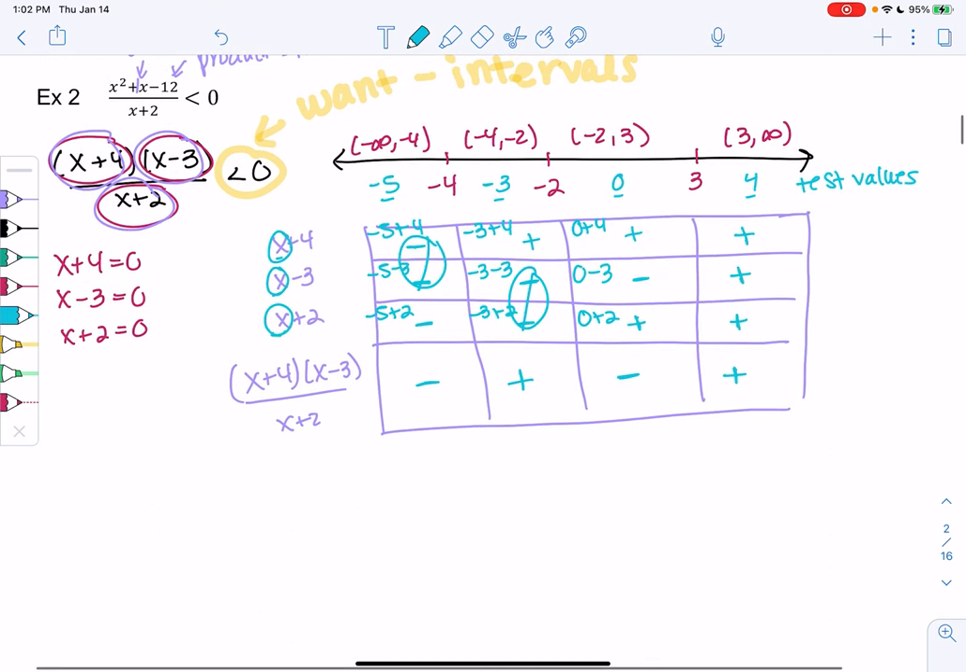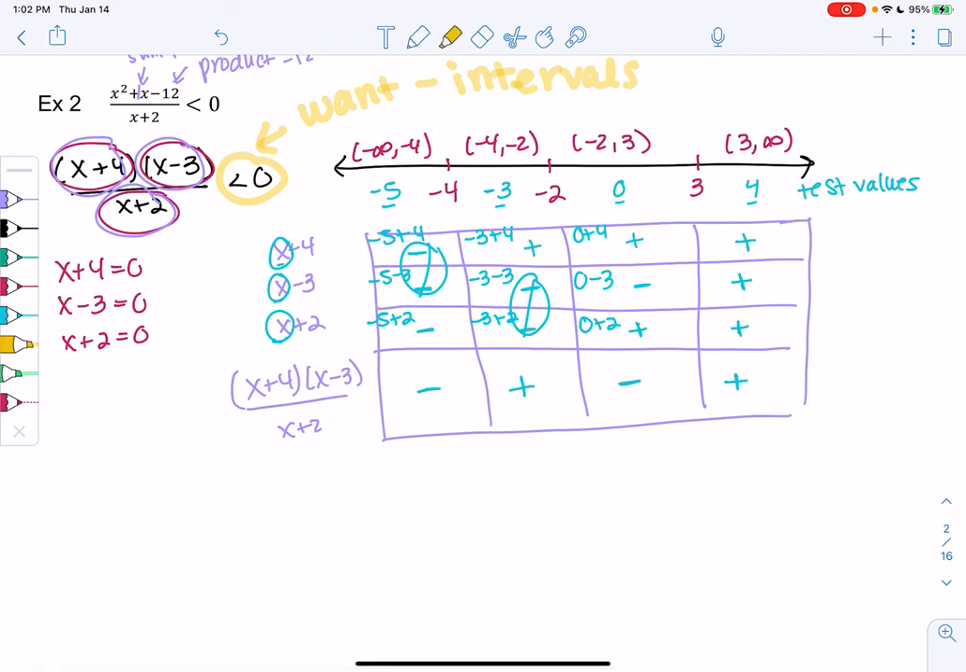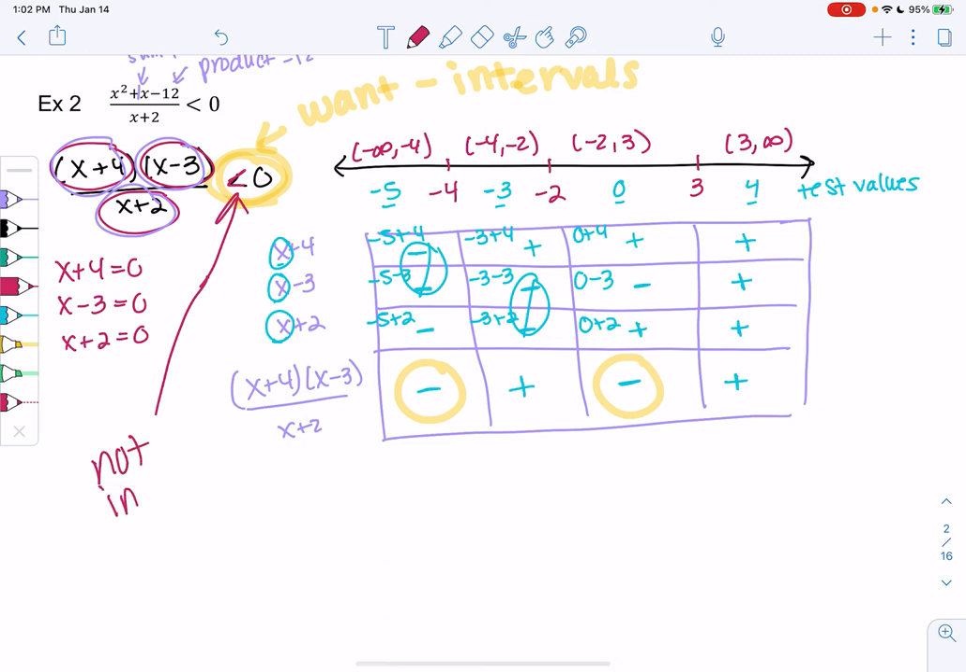And so let's go ahead and decide what intervals we want. We wanted negative, so we want the last one and the third one. Are endpoints included? No, because there's no or equal. Endpoints not included. And that's because of the less than, not the less than or equal. So we're going to go ahead and shade from negative infinity to negative 4. Open circles because we're not including. And then we'll jump to the third interval, negative 2 to 3.